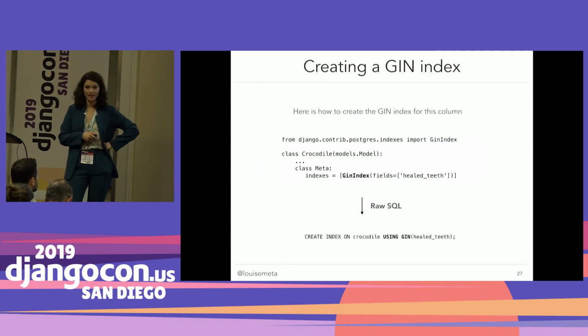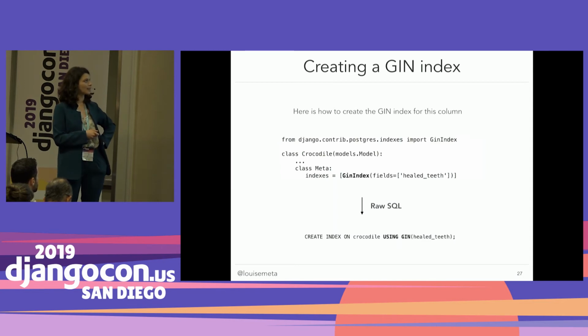So I created a Gin index, and how do I do that? Postgres is very good with Django, and Django is amazing. In Django you have contrib Postgres indexes, Gin index, and basically Django supports all the different types of indexes that Postgres provides out of the box, so it's really easy for you to use that. You can just simply create a Gin index with the fields.